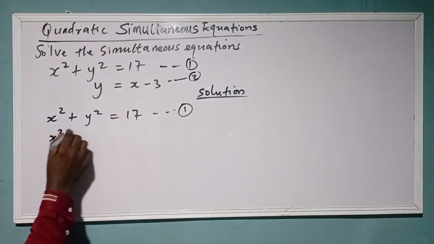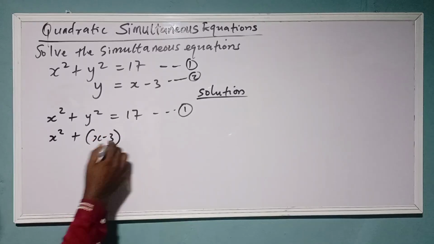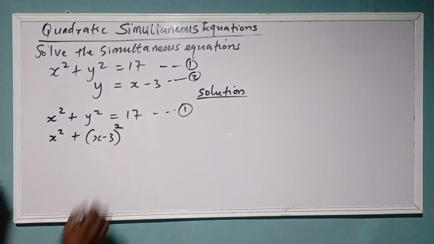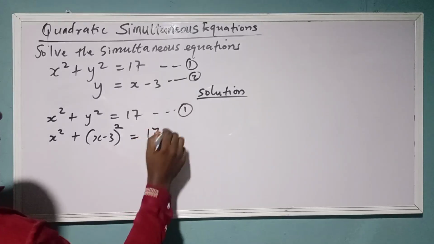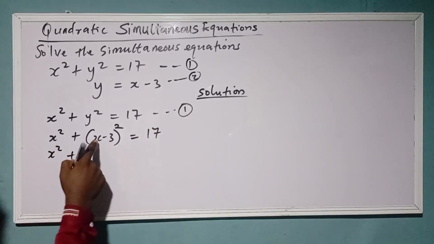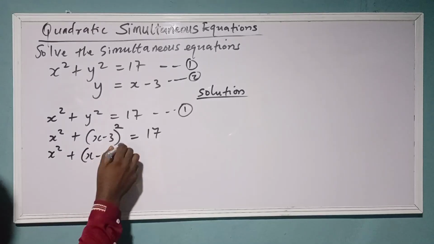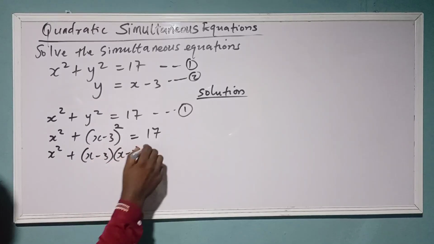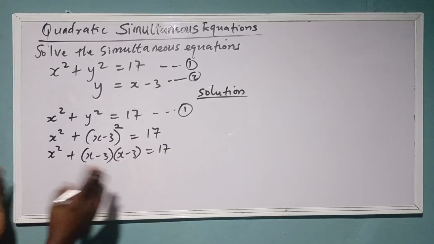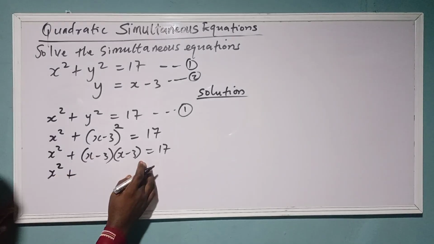If I see y, I should put x minus 3. So this is x squared plus, this is y now, I'll put x minus 3. But y is raised to power 2, so we put the 2 there, and this is equal to 17. So x squared plus x minus 3 squared means x minus 3 and another x minus 3, and that is equal to 17. Correct? Okay, good.